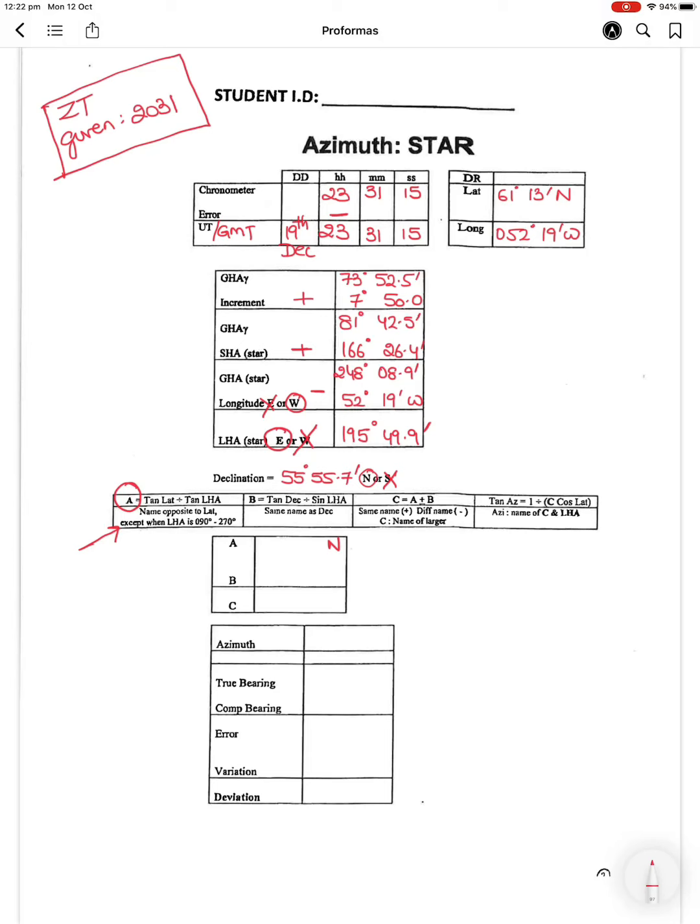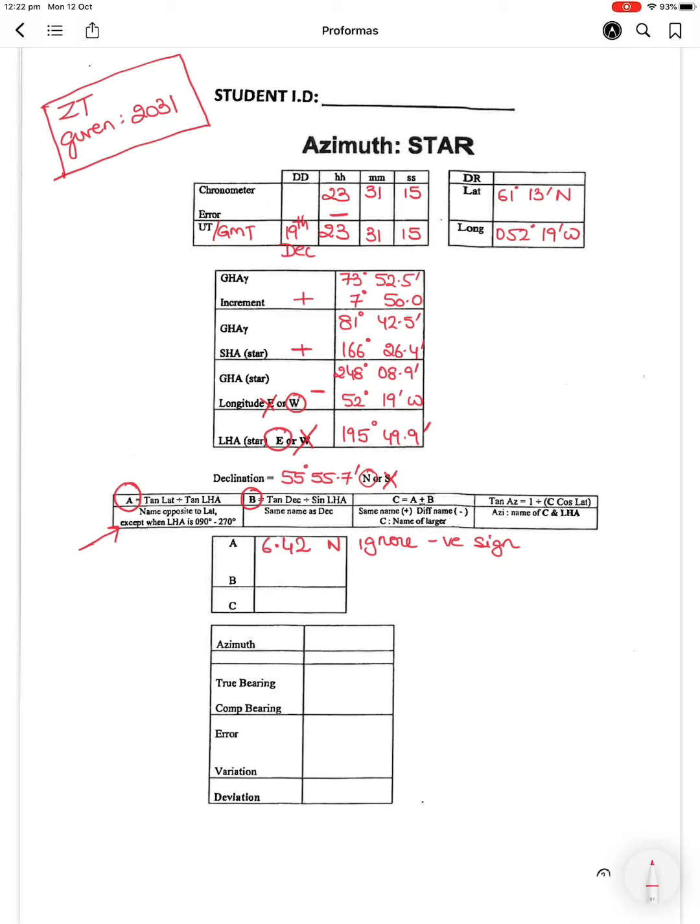Now you put in your calculator tan lat divided by tan of LHA and see what you get, and you should be getting somewhere around 6.42. If you are getting any negative sign, ignore the negative sign. Just put the value and name it according to the rule that I've explained. You name A opposite to latitude unless your LHA is between 90 and 270. Here, because the LHA is between 90 and 270, you will name it same as latitude.